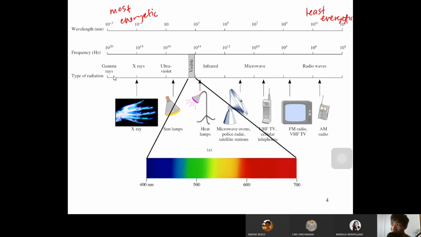Ganun kalakas yung energy ng gamma rays, that it can actually destroy your molecules. When I say molecules, that includes DNA, your cells. So it can cause burns, masusunog talaga yung balat mo, literally. Pwede ka rin magka-cancer, and so on and so forth.